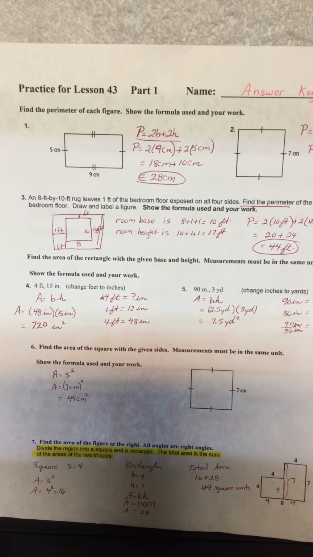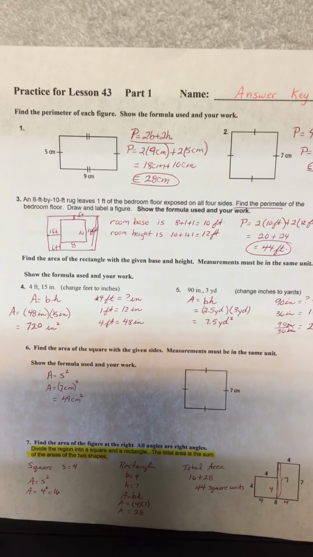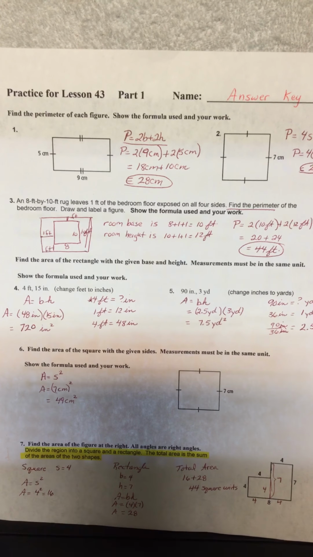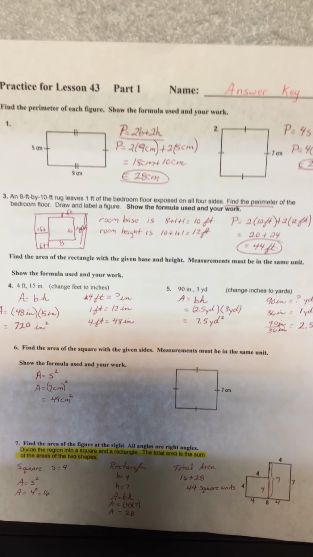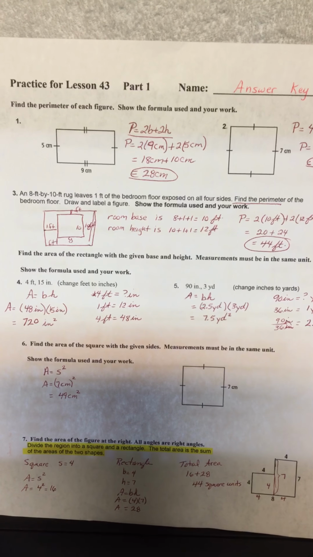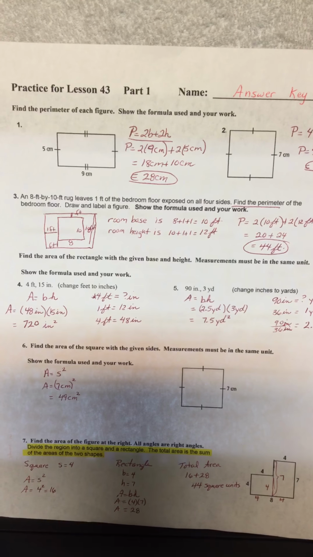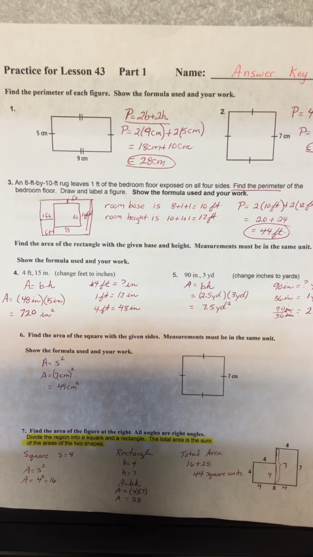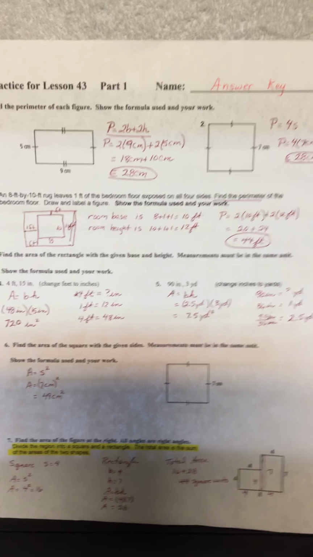In number 3, most of you misread the problem. It says an 8 by 10 rug leaves 1 foot of the bedroom floor exposed on all 4 sides. And it says find the perimeter of the bedroom floor, not the rug. So I said draw and label a picture, and a lot of you didn't do that. It said show the formula used for your work.